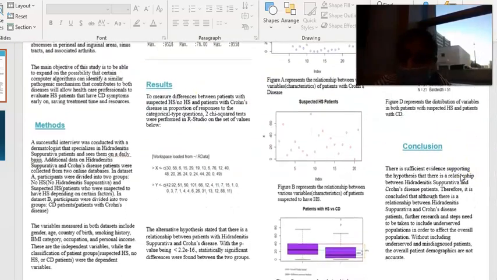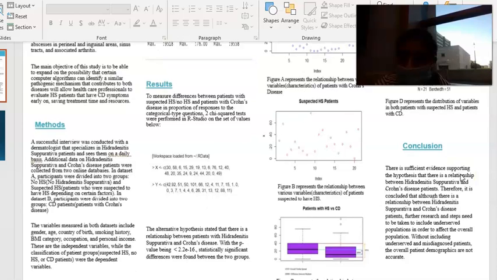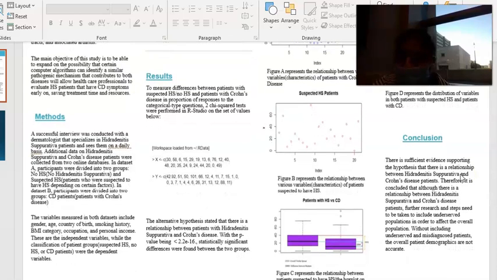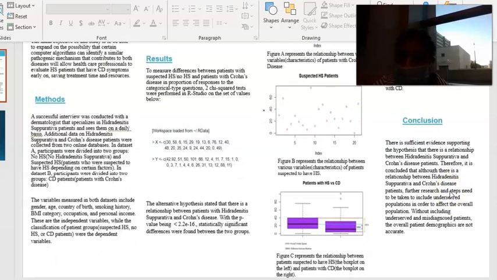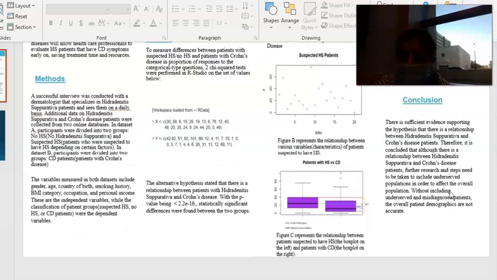And in conclusion, there is sufficient evidence supporting the hypothesis that there is a relationship between HS and CD patients. Therefore, it is concluded that although there is a relationship between HS and CD patients, further research and steps need to be taken to include underserved populations in order to affect the overall population. Without including underserved and misdiagnosed patients, the overall patient demographics are not accurate.